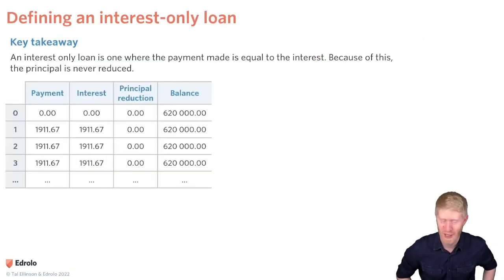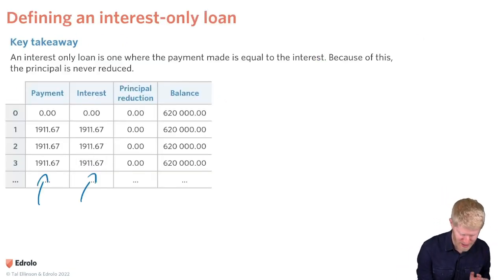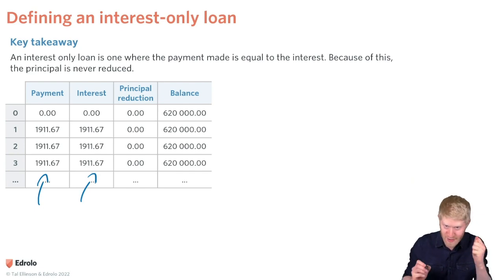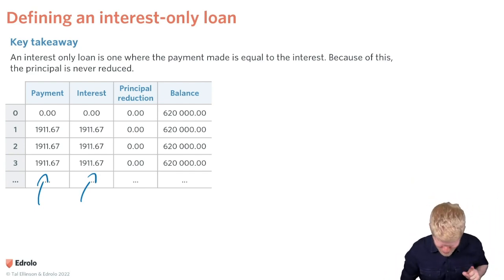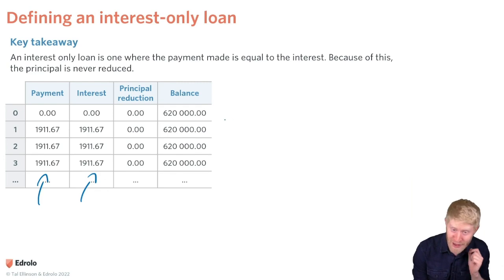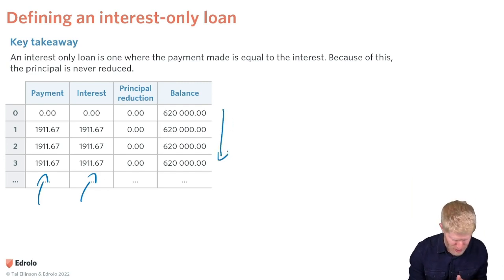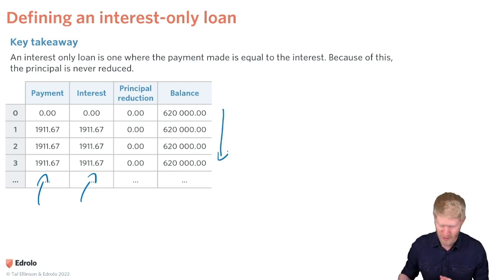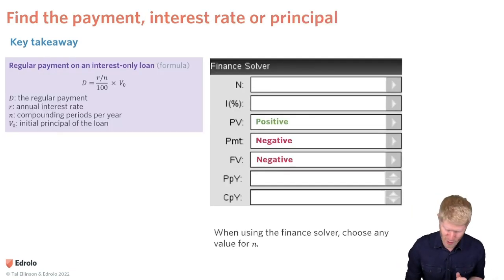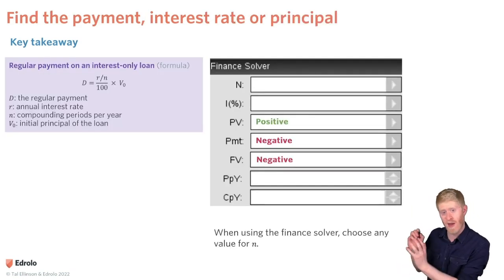All right, what is an interest-only loan? It's one where the payment matches the interest. We've just looked at that idea. If you didn't watch the intro slide, watch the intro slide, people, right? Our balance never drops because we're only ever paying off the interest. So we can see those ideas summarized nicely here, and we're going to use it to do a few calculations.